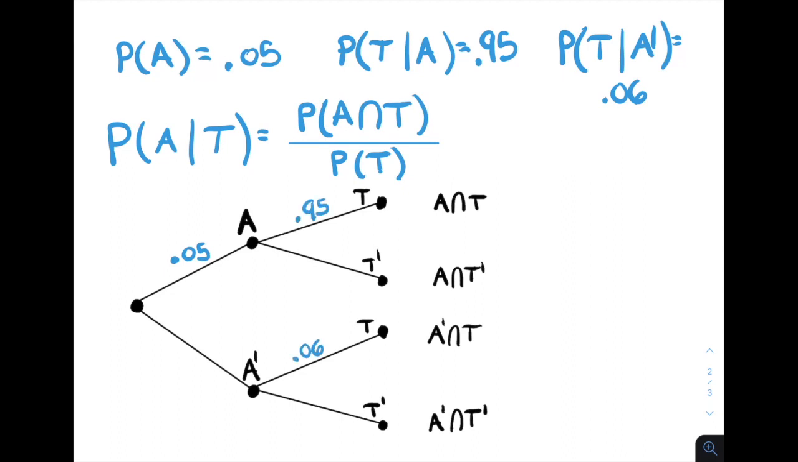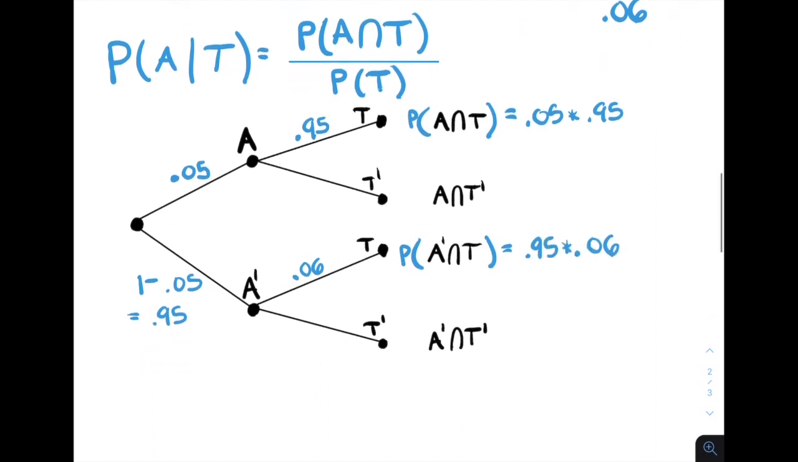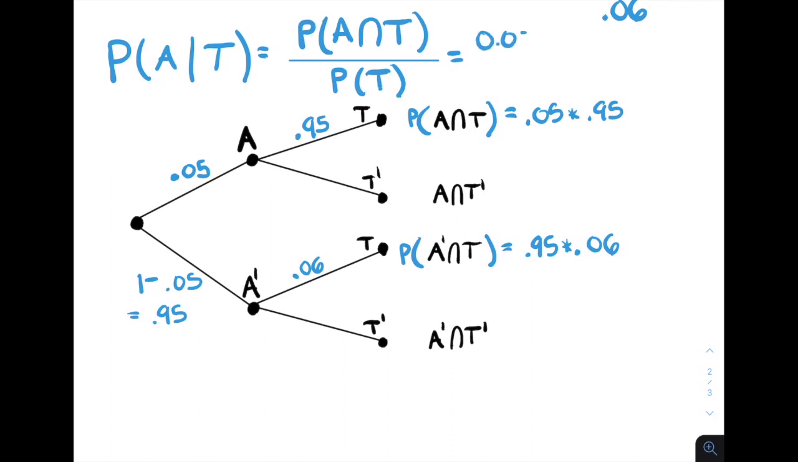Our given information tells us the probability of A, the probability of T given A, and the probability of T given A complement. This is enough to find that the probability of A and T equals 0.05 times 0.95. We can find that the probability of A complement is 1 minus 0.05, which is 0.95, and that the probability of A complement and T is 0.95 times 0.06. So we at least know the numerator of our problem.